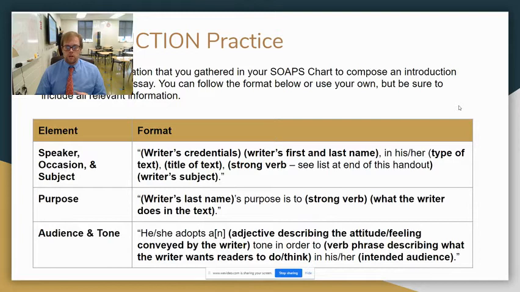So now go back to your SOAPS chart that you created for JFK and see if you can use this structure to write a meaningful introduction to an essay that you would be composing, analyzing JFK's rhetorical strategies in the speech that we've read. Pause the video now to do that, and then hit play again when you're done practicing.